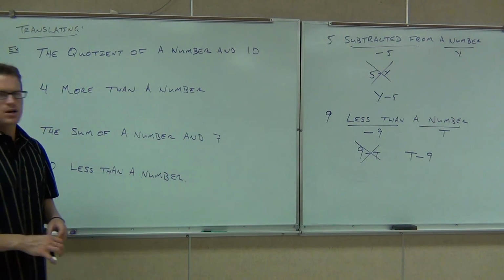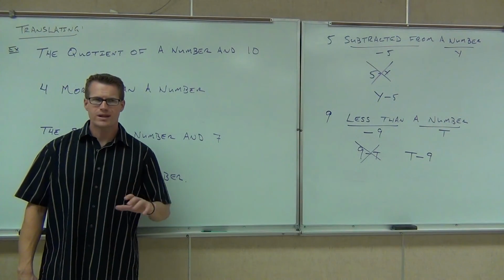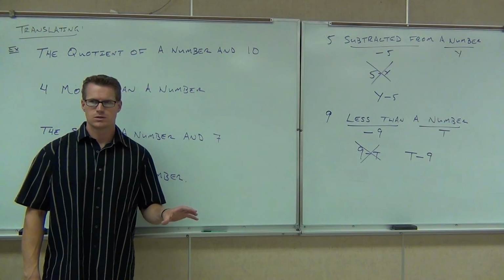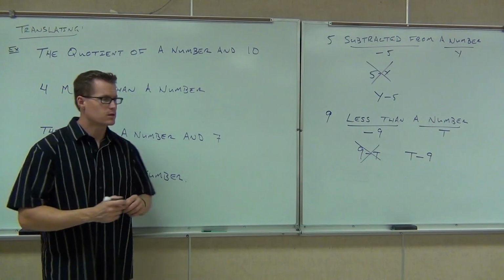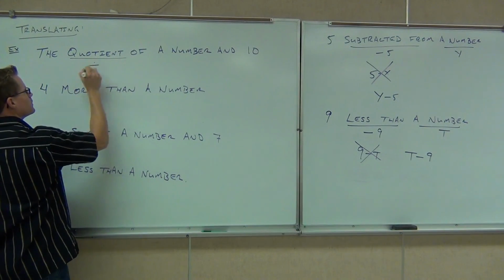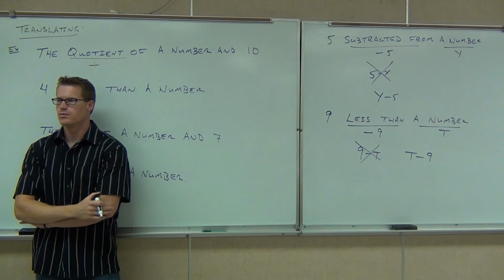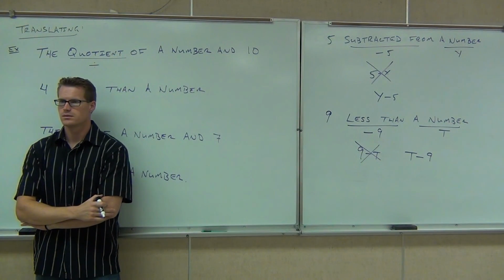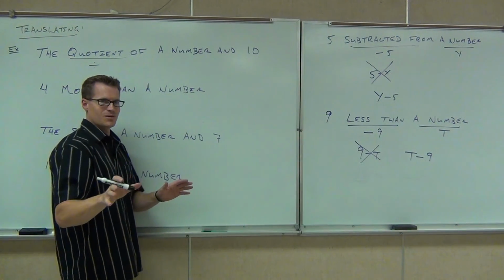Okay, the quotient of a number and 10. Now, we haven't talked about quotient a whole lot. We've mentioned it only a couple times. What is a quotient? An answer. Divide. An answer that implies a division problem. That's right. And a number. What'd you pick? Jeff, you don't have to talk over people. She already got it.